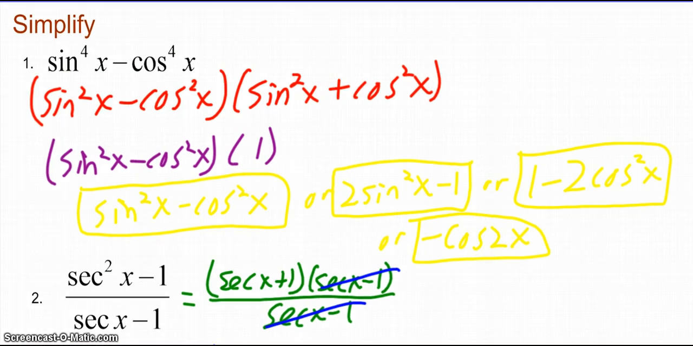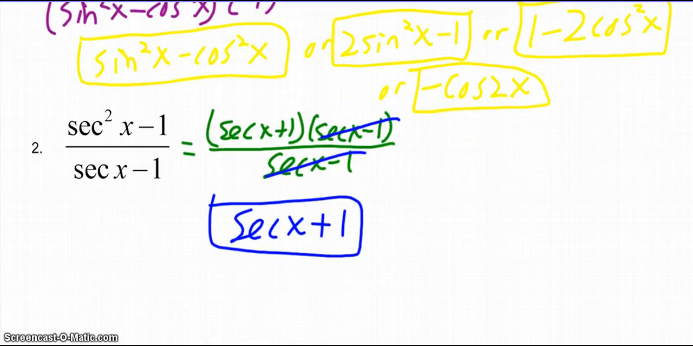Okay, so if we look at the second one, this one's a little more straightforward, or there's less options, I should say. Secant squared x minus 1, I can factor that into secant x plus 1 times secant x minus 1 over secant x minus 1. The secant x minus 1's cancel, and I'm left with secant x plus 1. I cannot do anything else with this to simplify it anymore. You could change secant into 1 over cosine, but that makes it more complicated because it introduces division. So we can't do anything else.